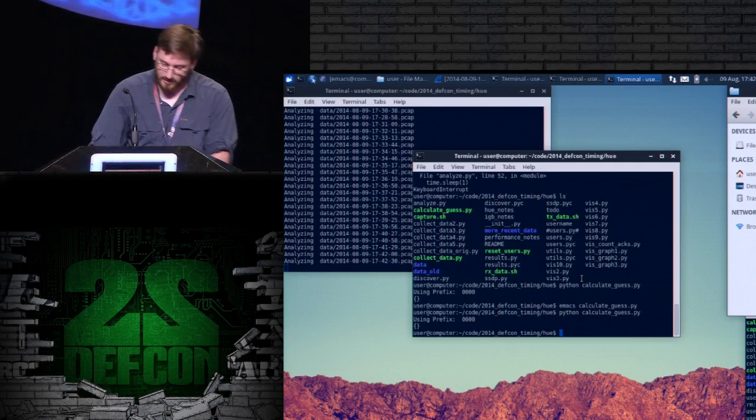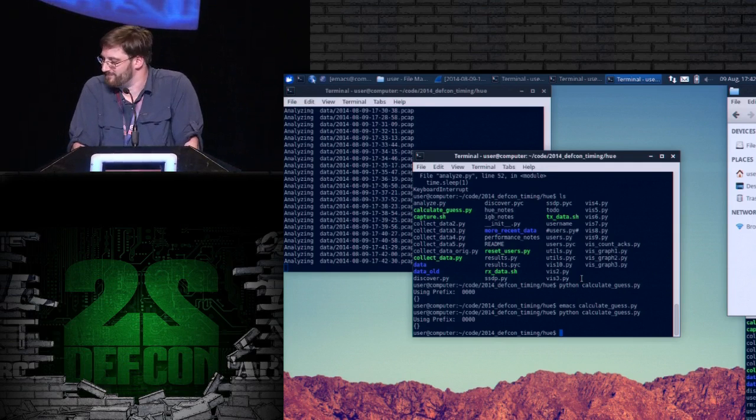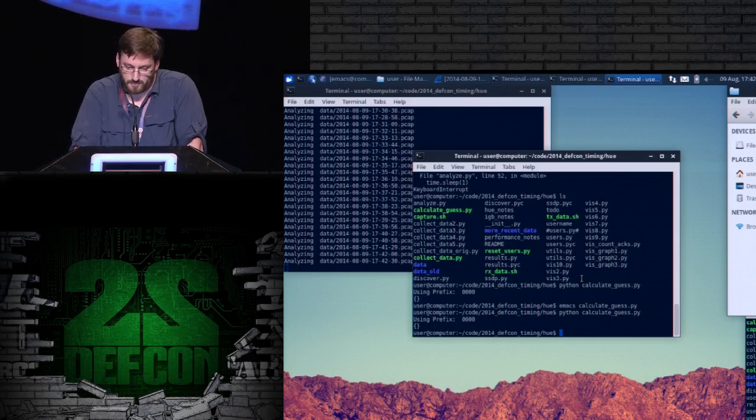I will get this working and post a YouTube video of it later. So we're going to go through some of the things that I learned while implementing this attack.